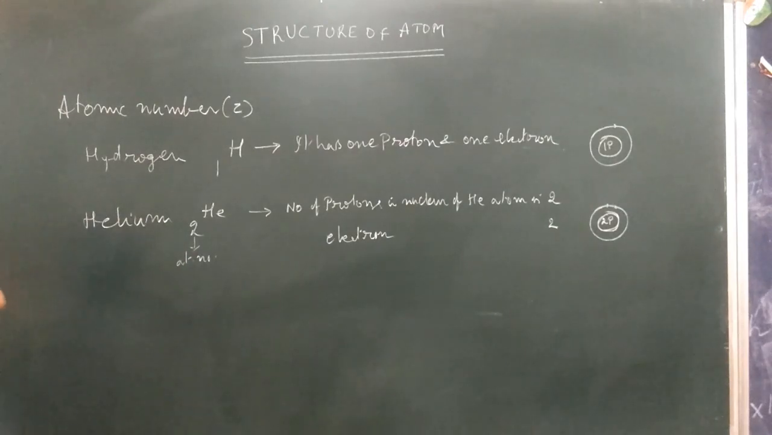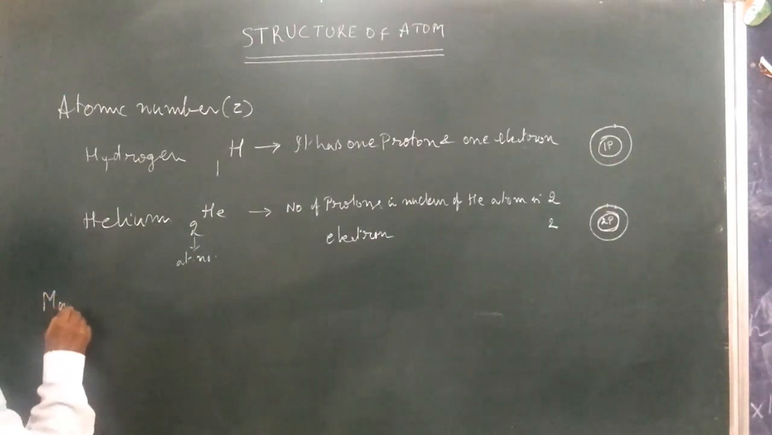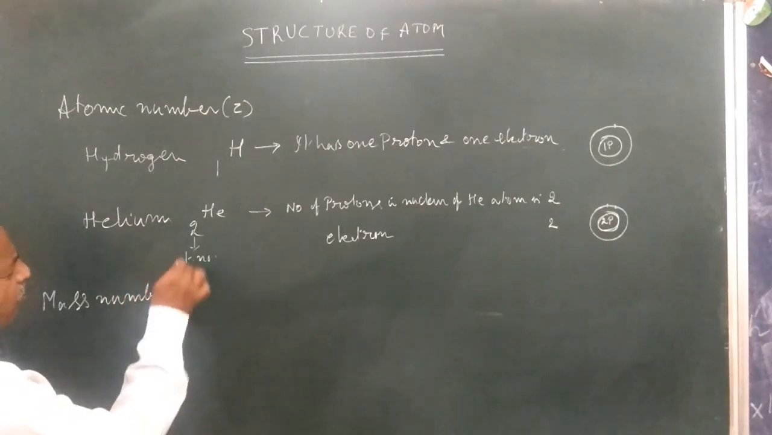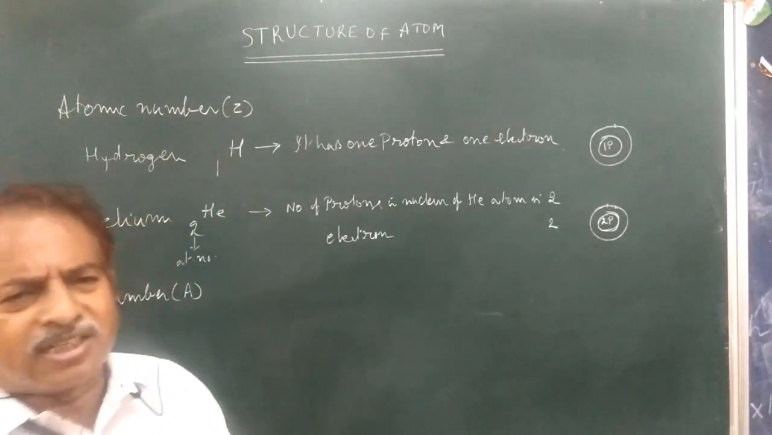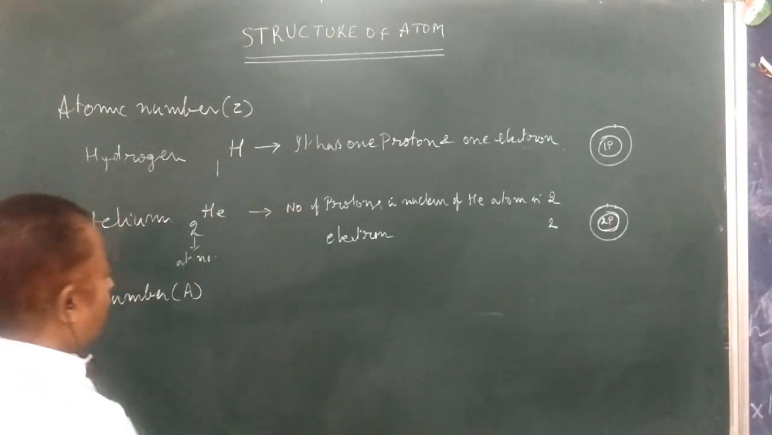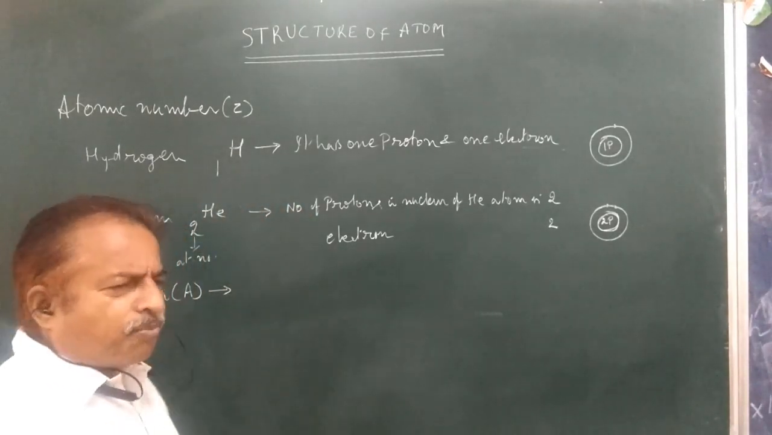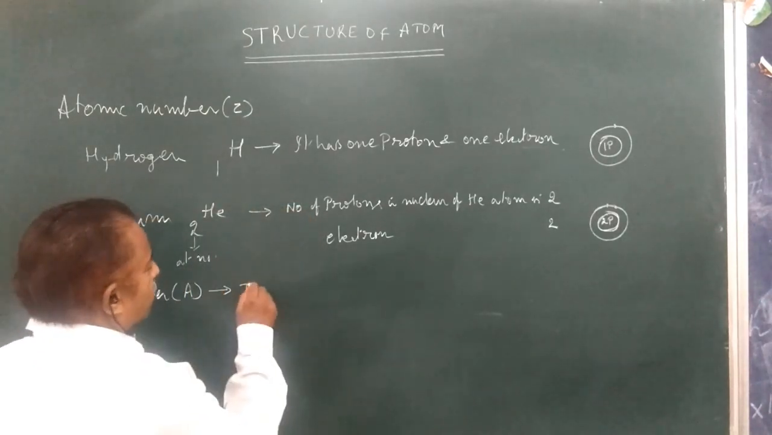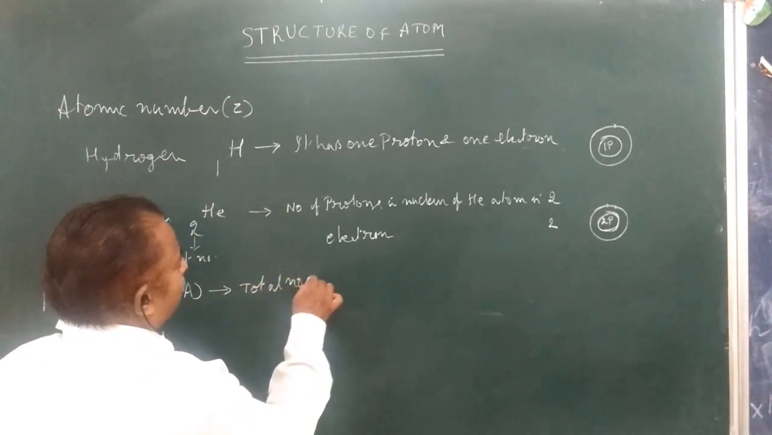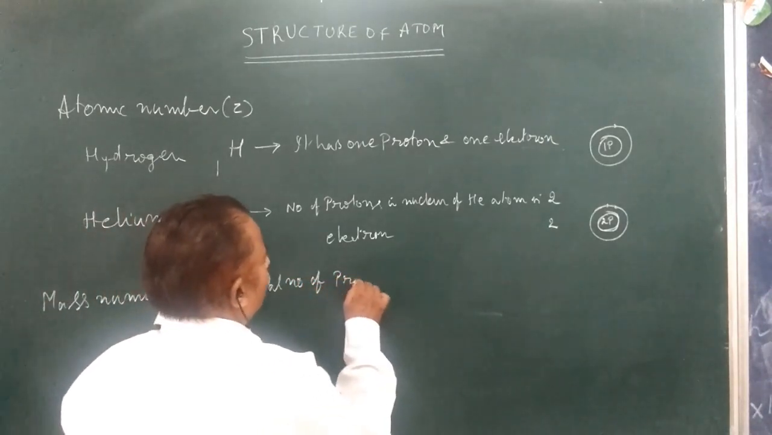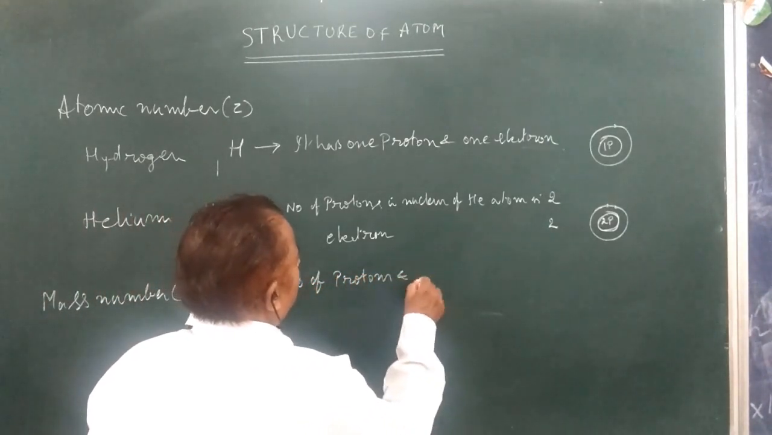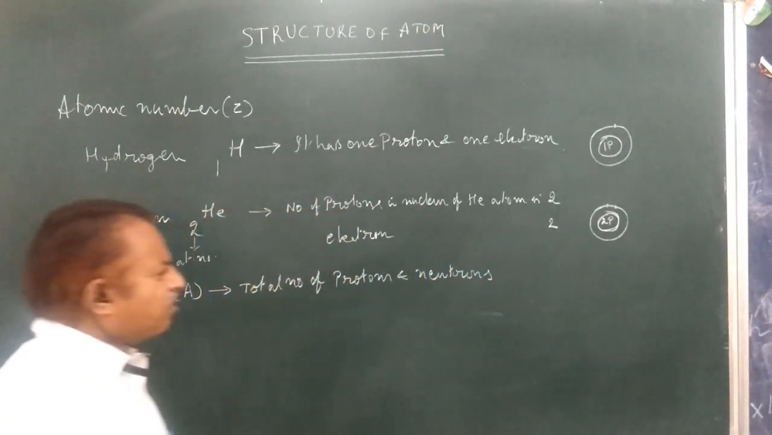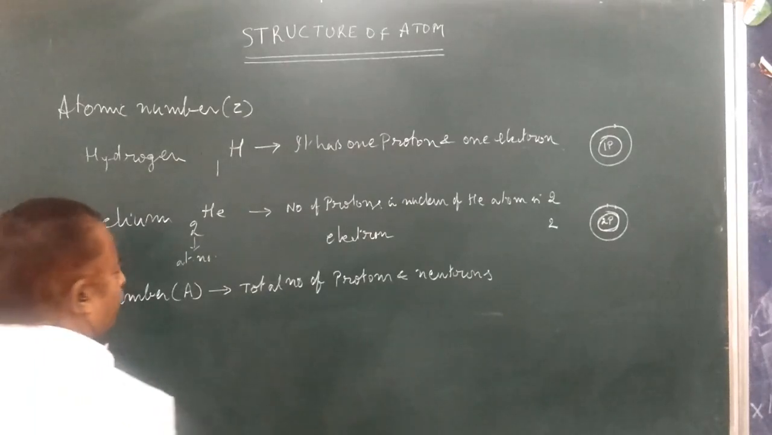Now let us say mass number. Mass number is denoted by the letter A. Mass number means total number of protons and neutrons present in the nucleus of an atom. So this is total number of protons and neutrons. That is mass number. Right.